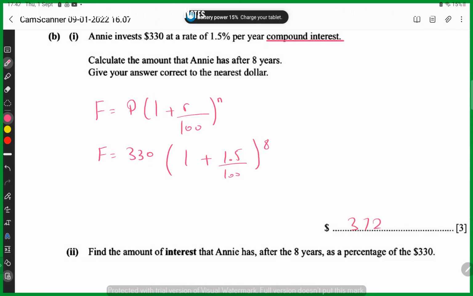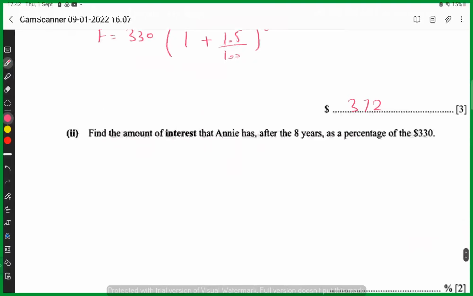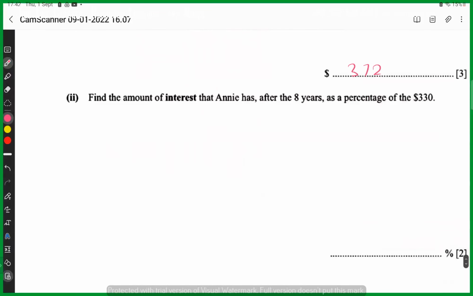Ma'am, in the place of P, I wrote 300. Yeah, even I initially wrote 300 on my calculator, but yeah, that's fine. Okay, so we need to be careful with this. Very good.